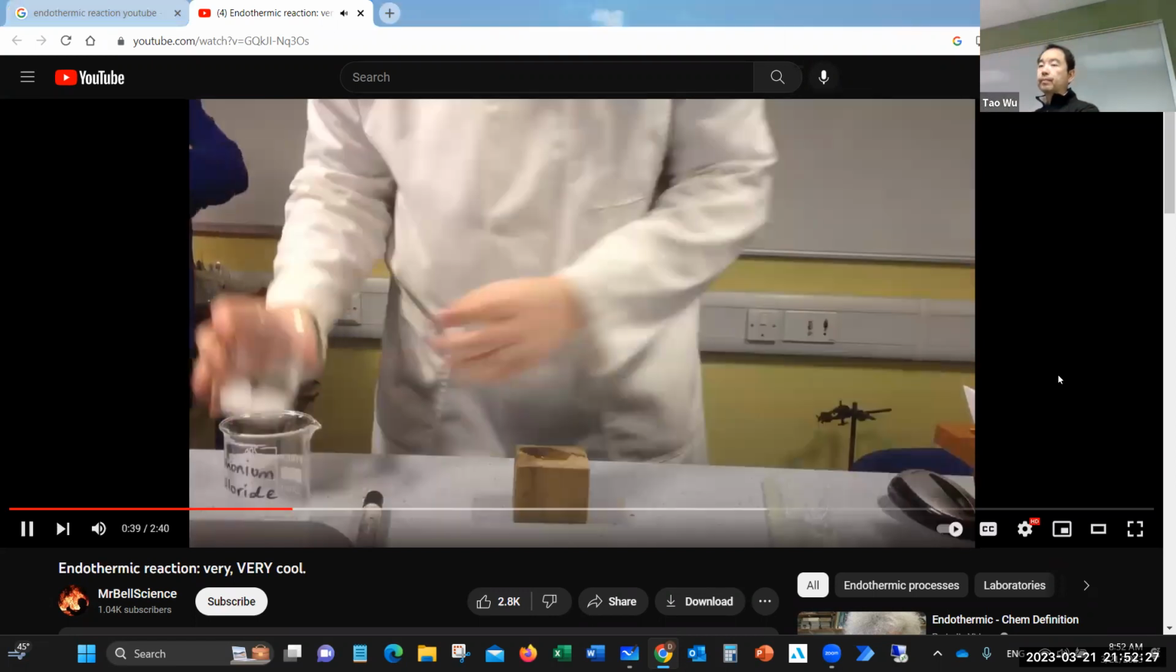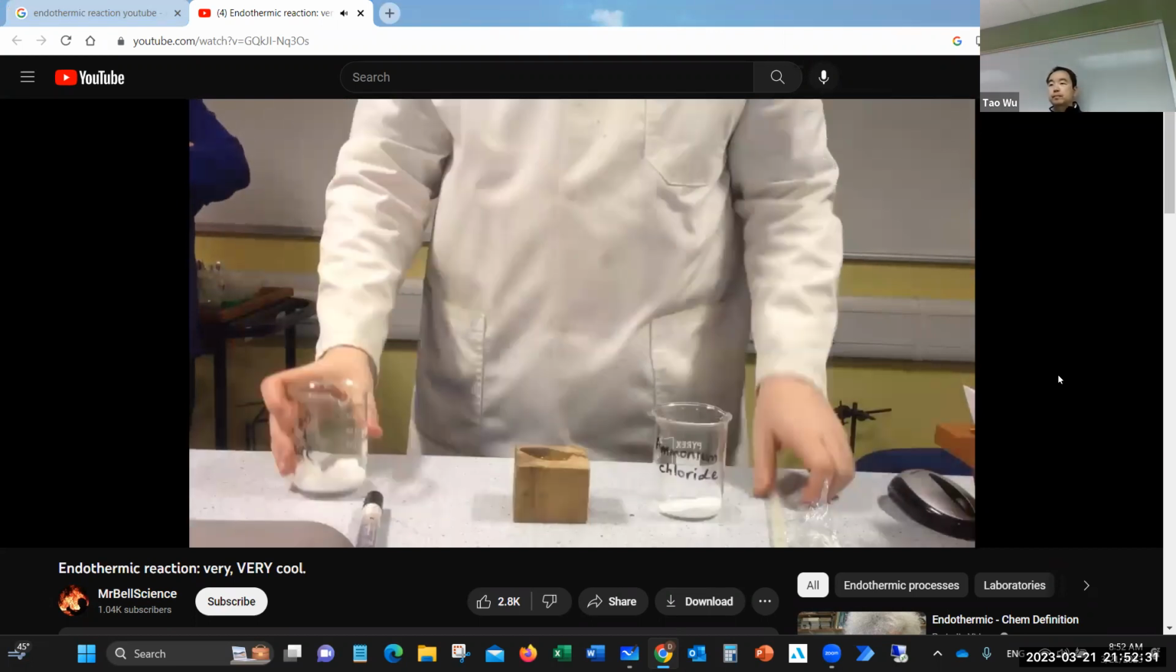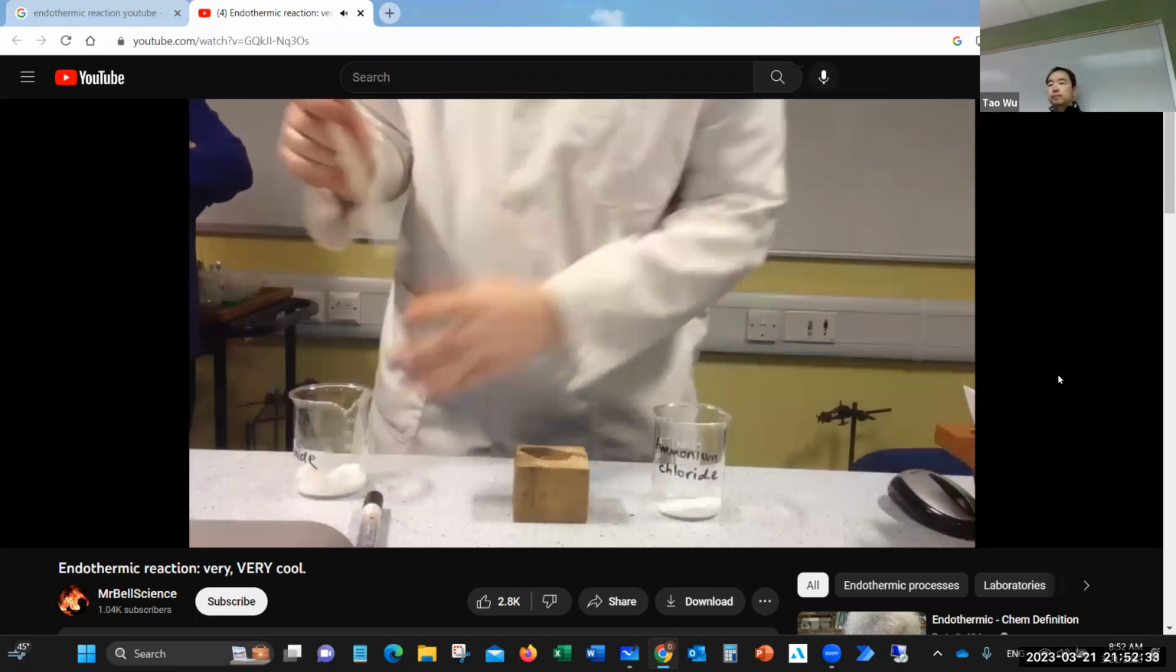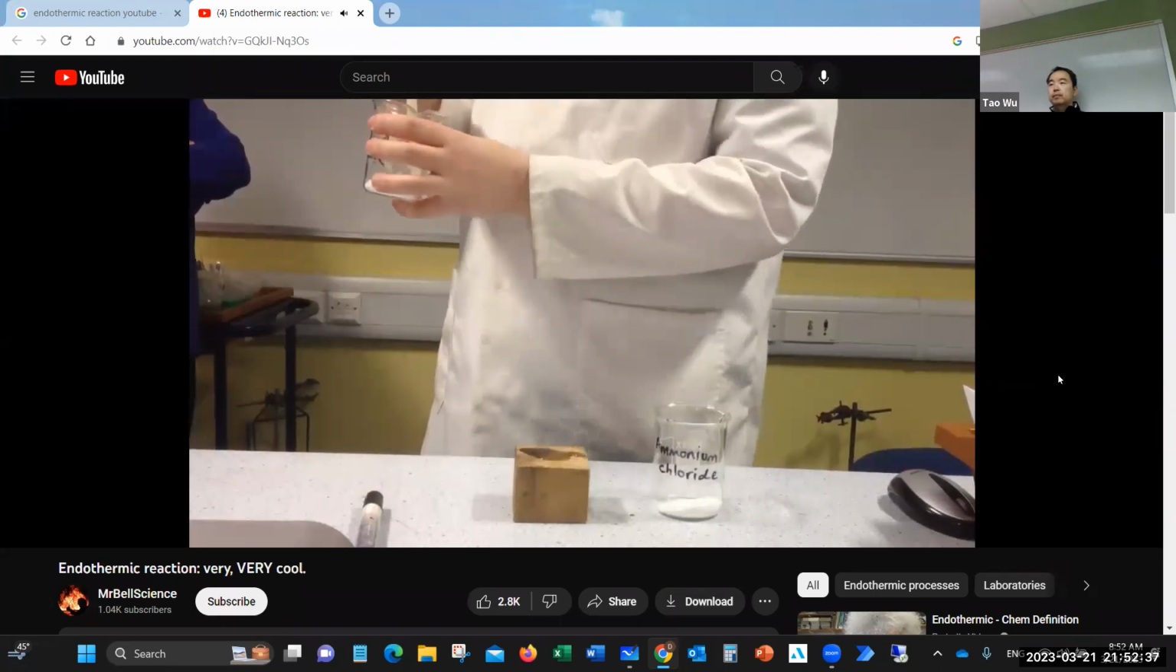So I'm going to mix these two things together, carefully. I need to break that up a bit. Mix these two things together. Well, hopefully not, because if it's blowing up and giving out huge amounts of energy like that, that would be what type of reaction? Exothermic.